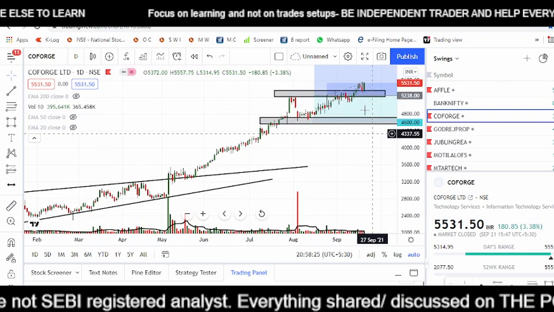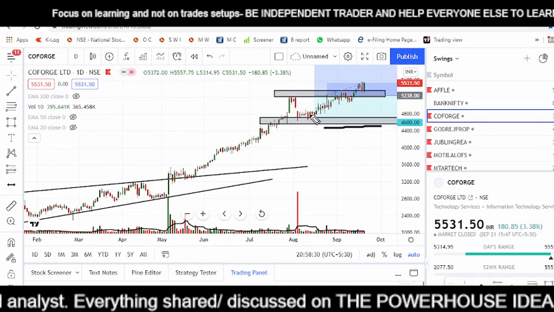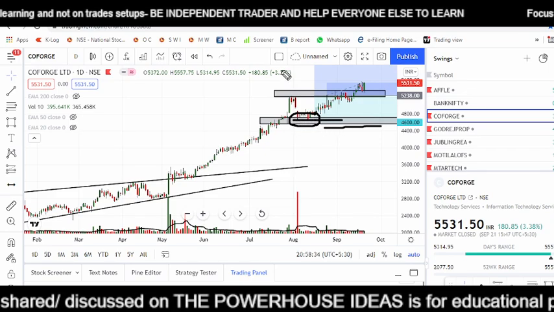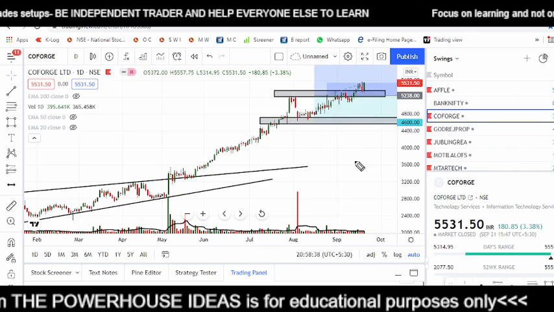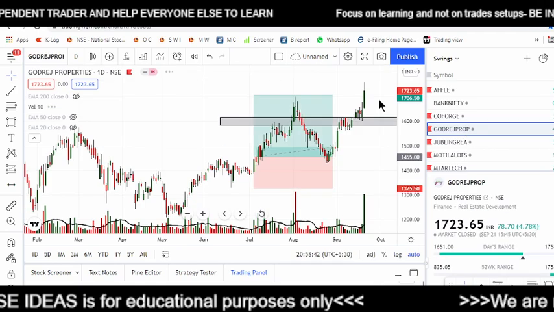So this is another trade where a stop loss can be kept below this range, because price is not able to break below this area, and when price is not able to break below some area, a stop loss kept below that area can be a safer stop loss, right? So this is Coforge for you.